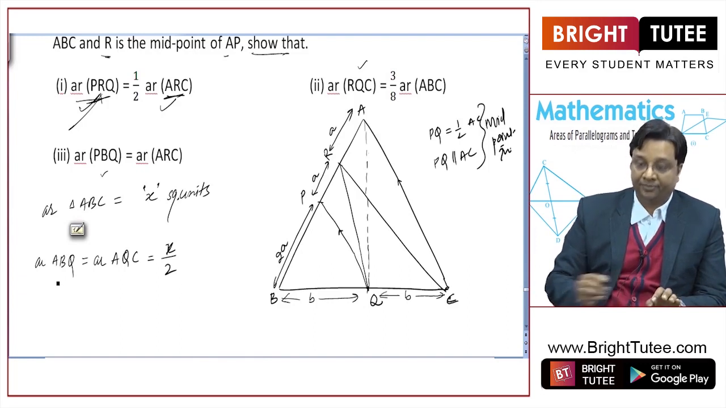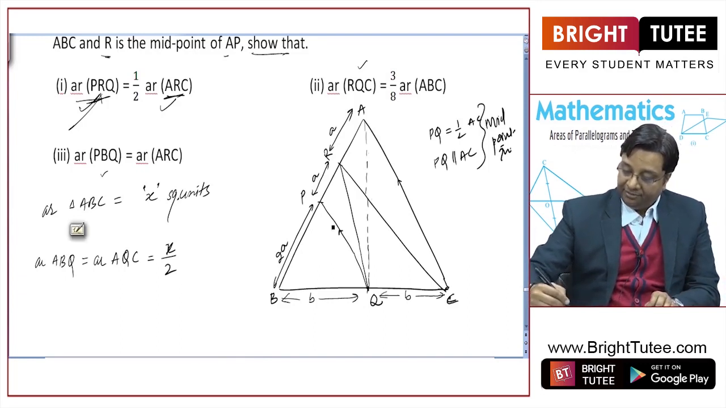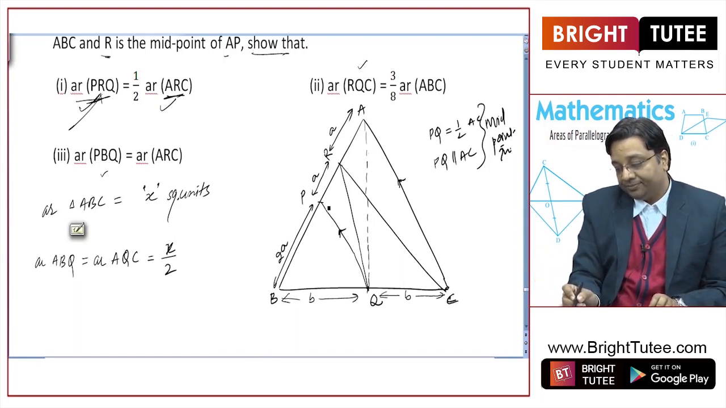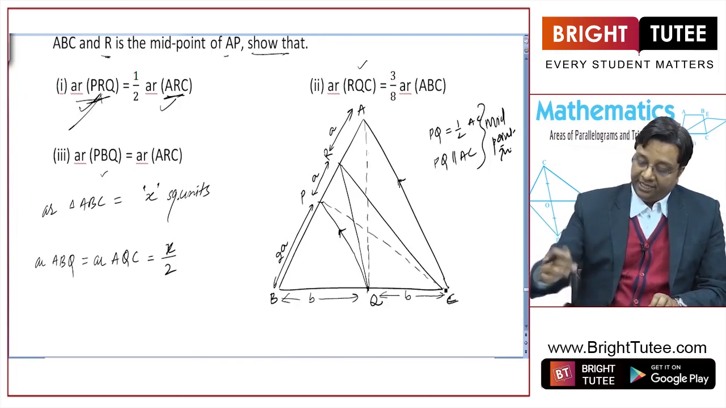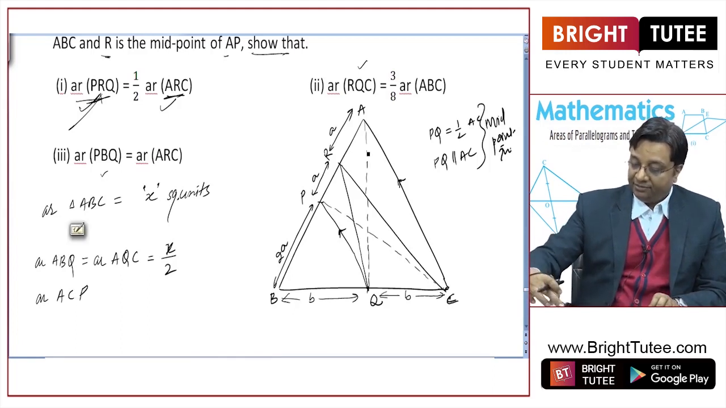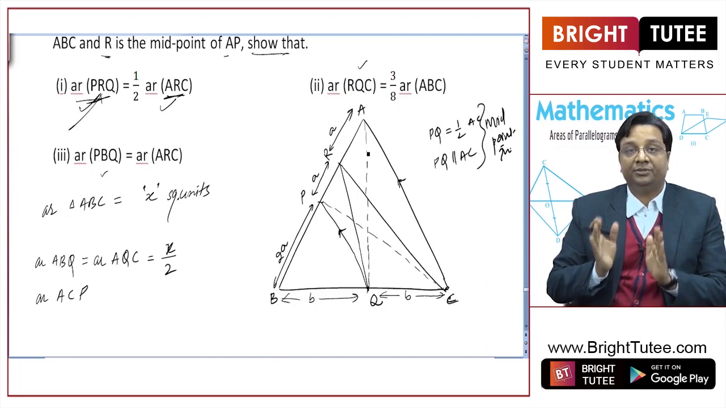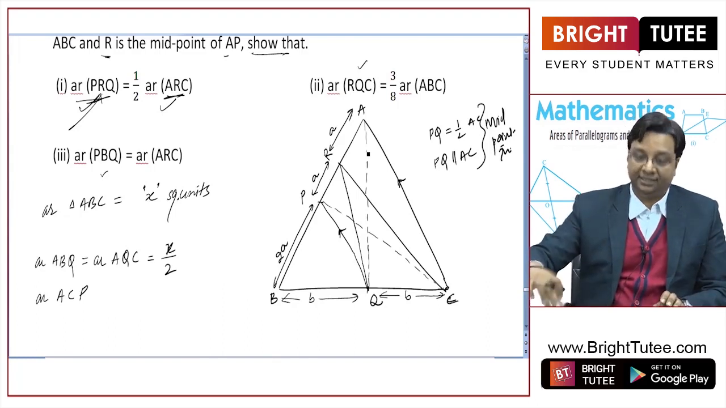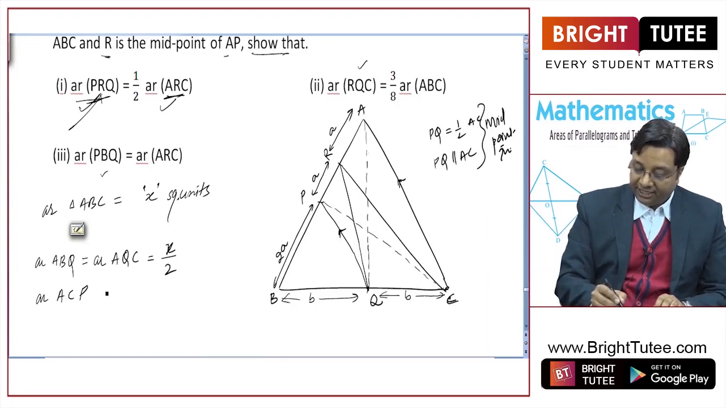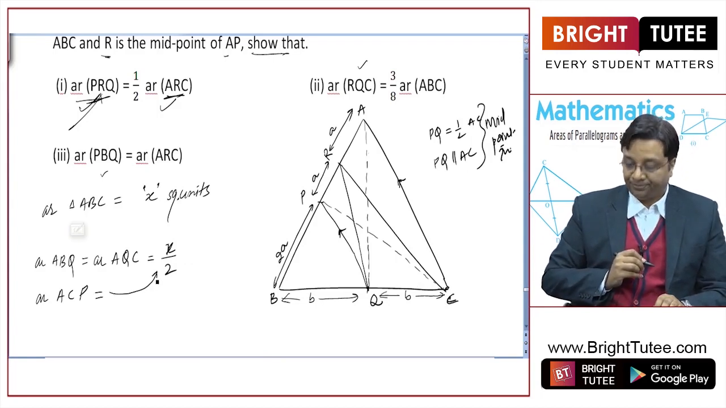Now AC and PQ are two parallel lines, this line and this line. Okay, so what will be this area? If I join P with C, what will be the area of ACP? Area ACP will be equal to area AQC because these two lie between the same parallel lines and on the same base AC. So APC is also equal to AQC and hence equal to X by 2. So this area is also equal to X by 2.